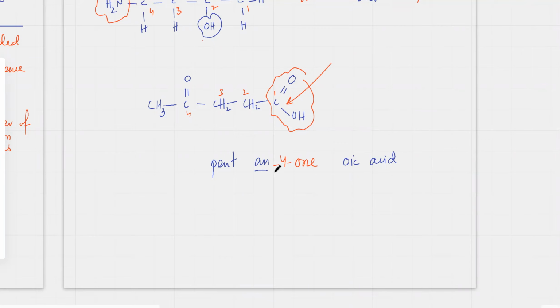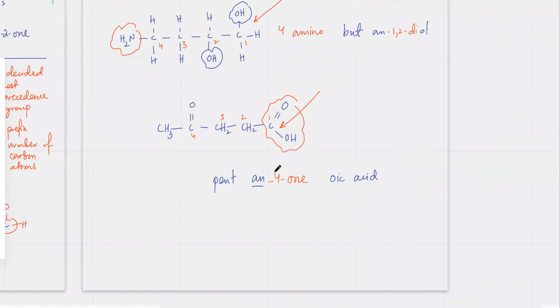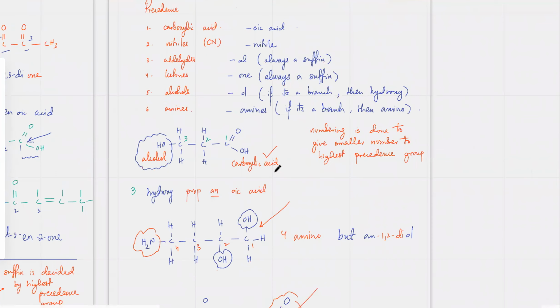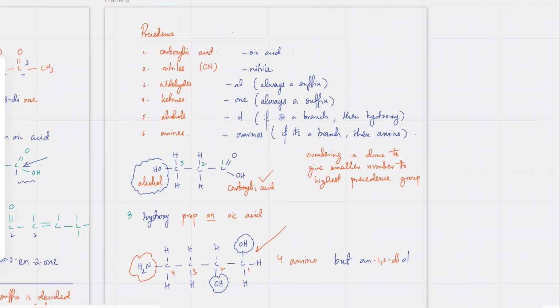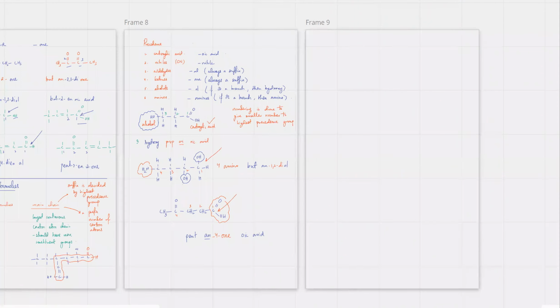So that's about multiple functional groups. Remember the precedence factor. The other thing is we're going to move towards branches now. We did some branches over here, so we're going to start moving towards branches. Remember the naming is the same: there's a main chain, then you'll have your branches. We didn't talk much about the branches.